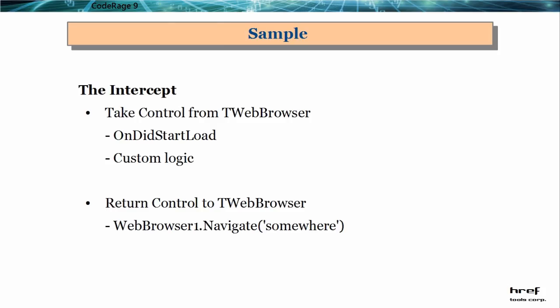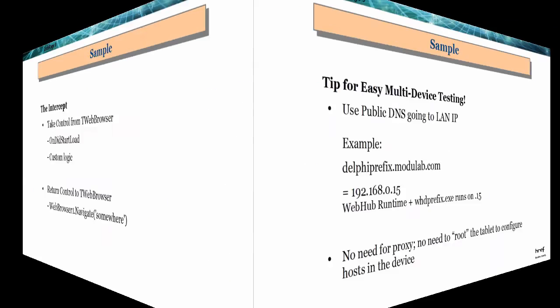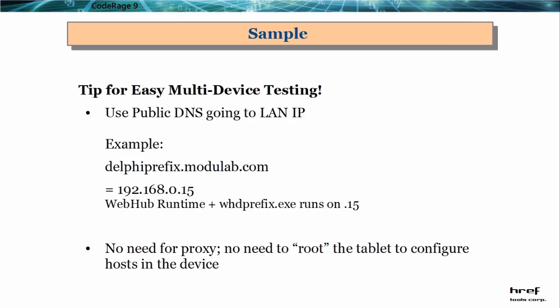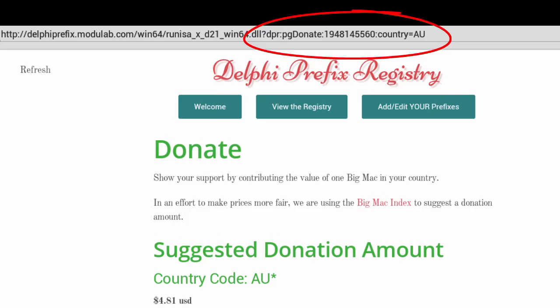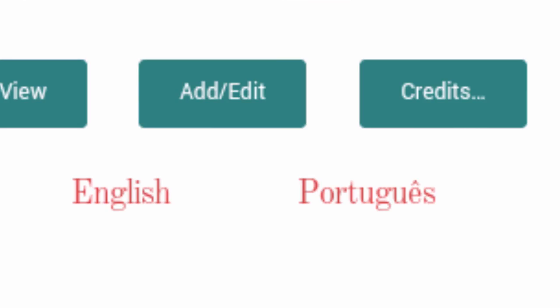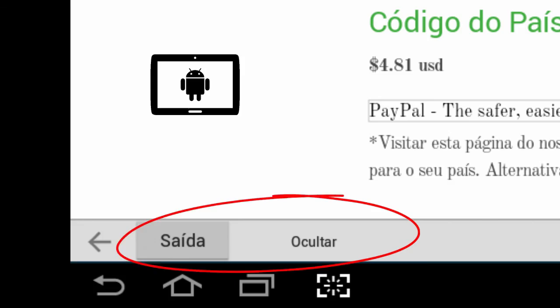I will show it to you running on my development network. Now here's a quick tip. Use a public domain and map it to your LAN numbers for testing gadgets without any complex proxies. So when you see these screenshots, if you see modulab.com, that's my local development network. The client app also intercepts when the surfer switches between English and Portuguese on the Delphi prefix registry site. When that happens, the client app updates the text property of its buttons to use the translated wording.